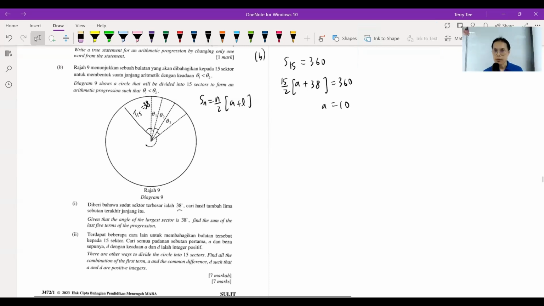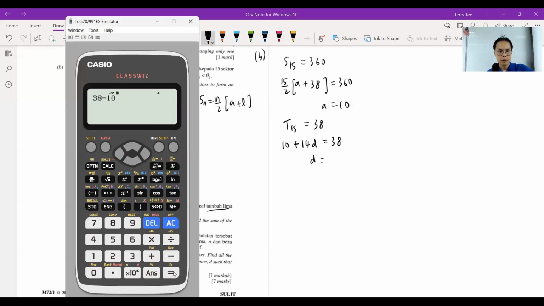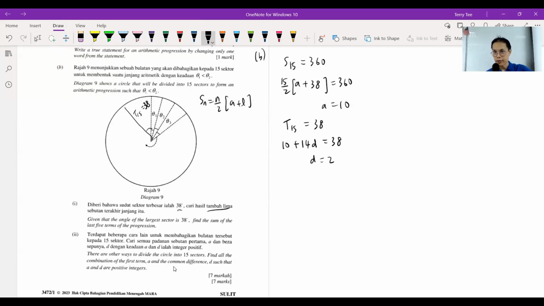Now, but after you got A, you need to find D before you can find the sum, the hasil tambah 5 sebutan terakhir, right? So we find out our common difference or beza sepunya. We know our T15 is 38. Use the formula a plus (n minus 1)d. N is 15. 15 minus 1 is 14. D is 38 minus 10 divided by 14. D is just 2. So you got A, you got D.